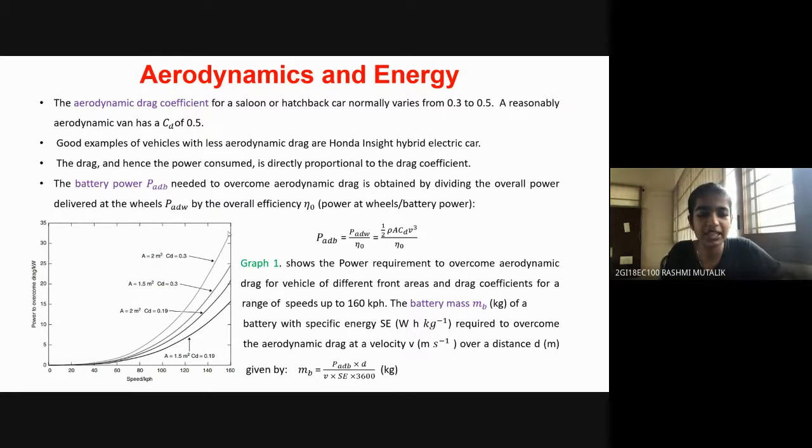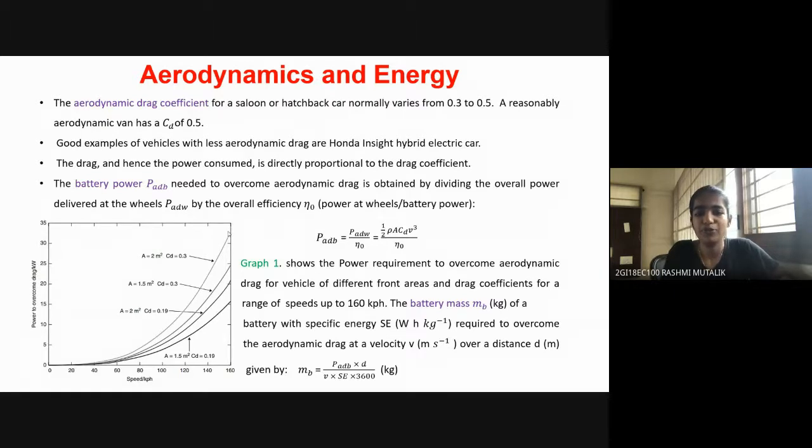Now, if I take an example of A equal to 2 meters square, even though the value of the area is same, the value of CD reduces, and with the reduction in the value of CD the power required is lesser. Hence, the value of CD is very important to calculate the power that is required to overcome the resistance.